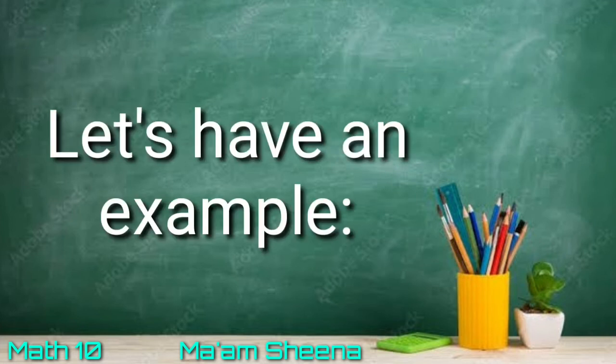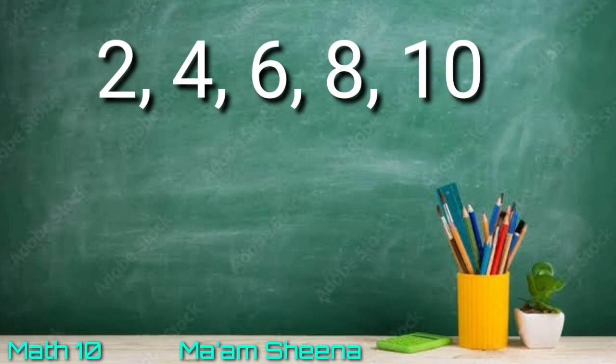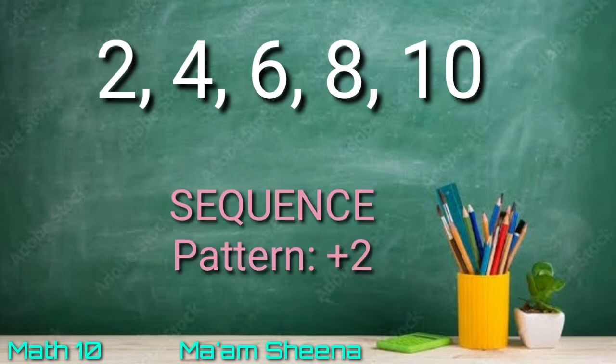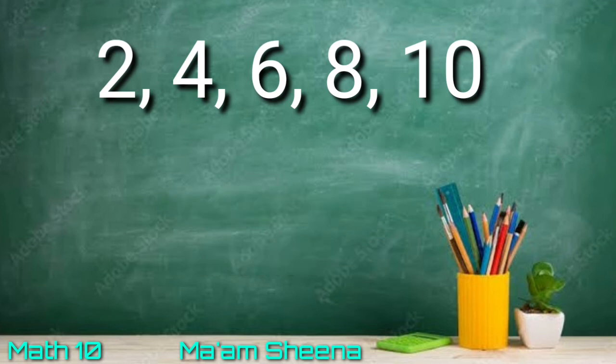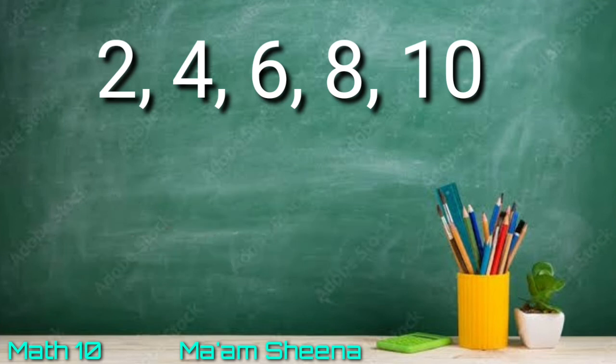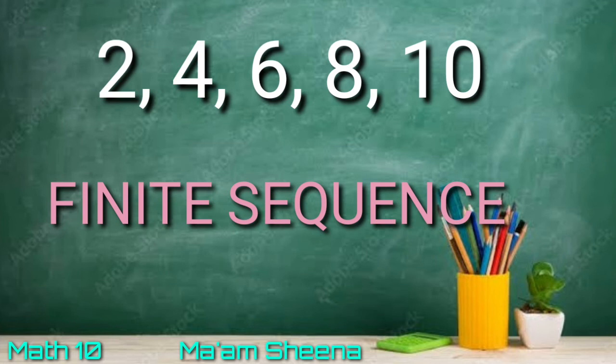Let's consider an example. Let's have 2, 4, 6, 8, 10. Given these numbers, is this a sequence or not a sequence? Yes, it's a sequence because it has a pattern of adding 2 to each number in order to get the next term. Next question, is this a finite sequence or infinite sequence? What's the answer? Yes, it's a finite sequence since you can easily identify the last term, and the last term will be 10.